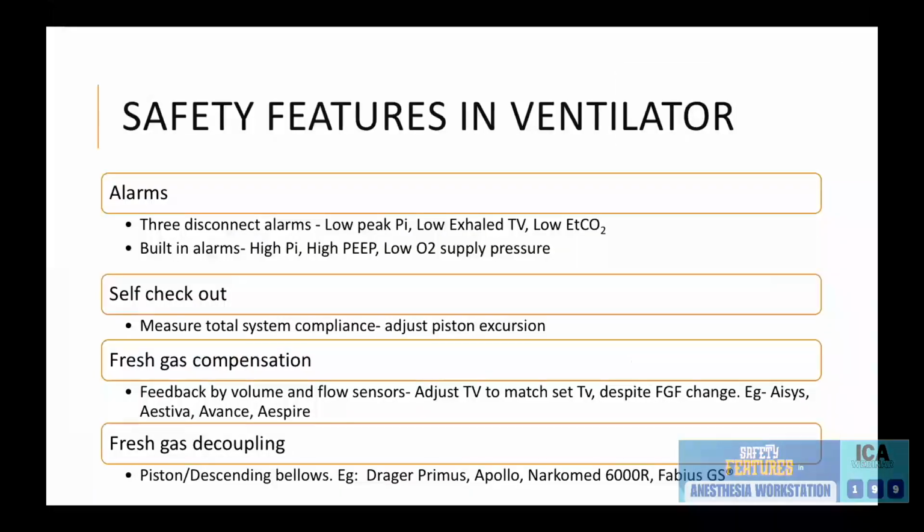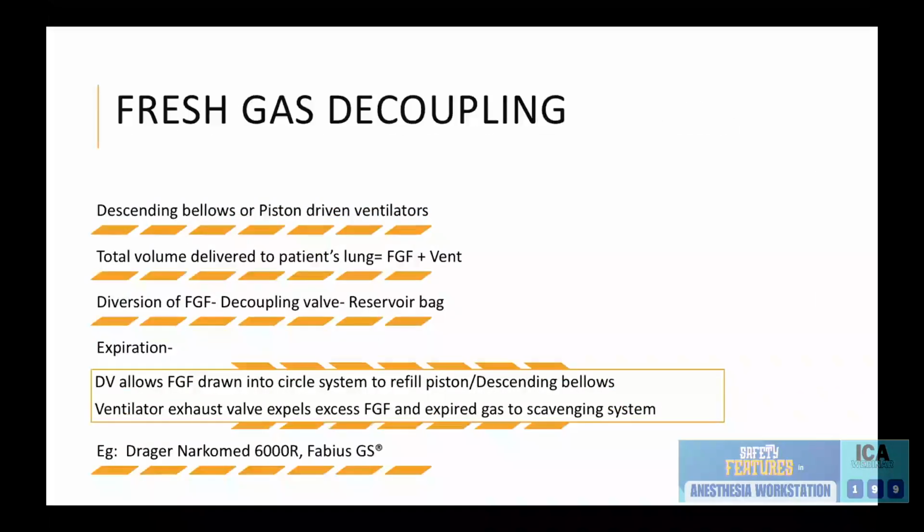Safety features in ventilators, of course, there are alarms. There are 3 disconnect alarms. There are built-in alarms. There is self-checkout. There is fresh gas compensation, which is a feedback by volume and flow sensors. These volume and flow sensors adjust the tidal volume in spite of fresh gas flow changes to match the set tidal volume. And there is fresh gas decoupling, which is present in piston or descending bellows.